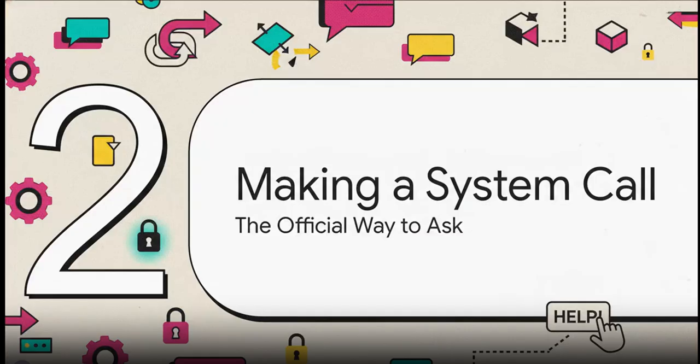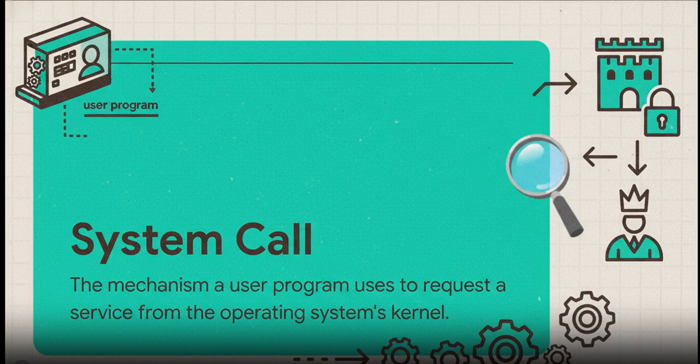Okay, so how does a program officially ask for this kind of help? Well, that brings us to section two: making a system call. As you might guess, there's a very formal, very structured way to make these requests. So, what is a system call exactly? It's the official mechanism, the procedure, that a program uses to ask the kernel for a service. It's the official language for talking to the boss. And it's not a suggestion, it is the only way to get these important jobs done.